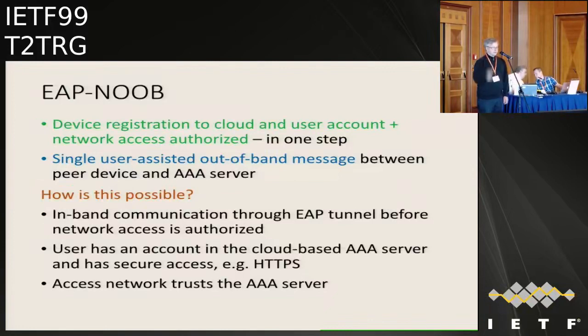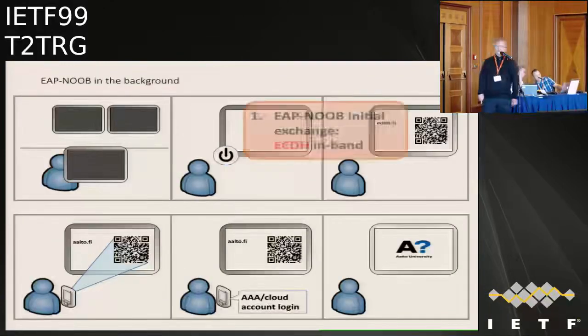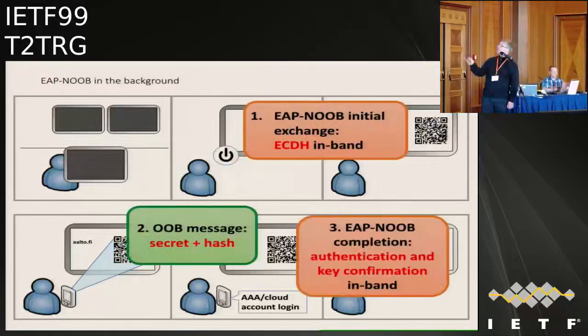If we look at the kind of cryptography that goes on in the background, or the messages, there are actually two EAP sessions in this process. The first, what we call the initial exchange, happens in band. It's just an unauthenticated, opportunistic elliptic curve Diffie-Hellman key exchange. And then the out-of-band message authenticates that in two ways. There is a secret sent in that out-of-band message, as well as a hash of the data.